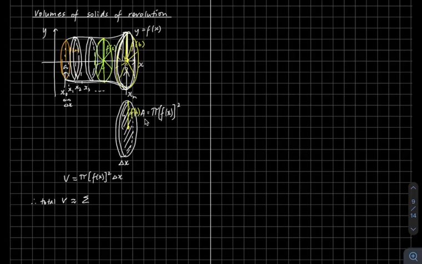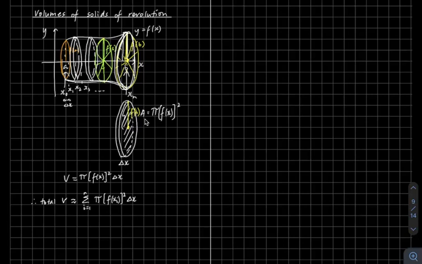Okay, so I'm taking the sum of all of the volumes of these individual disks, which all have that form there, and I'm going from i equals 1 all the way up to i equals n. So for the first disk, I'm using f of x sub 1 as my radius, and for the last one I'm using f of x sub n as my radius. So that's going to give me the approximate volume.